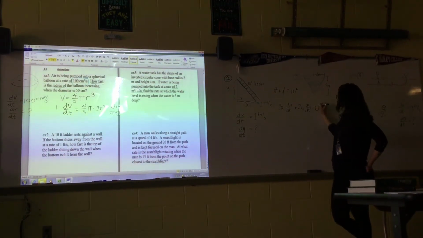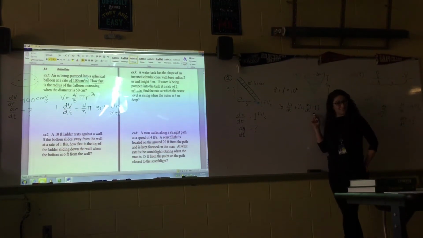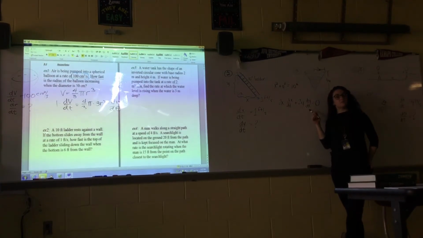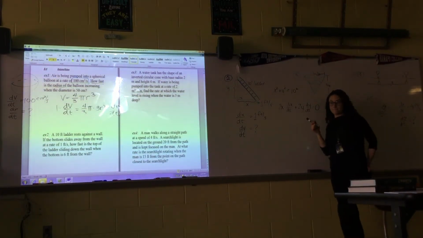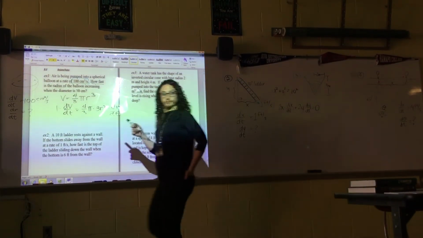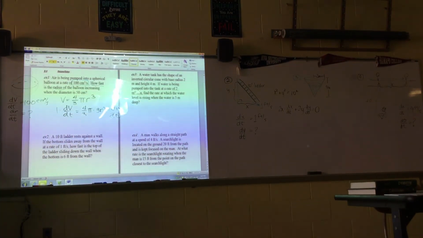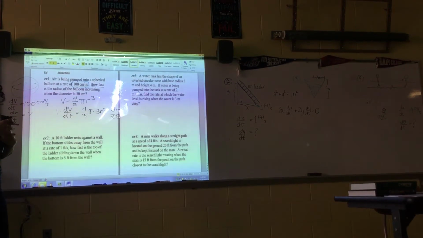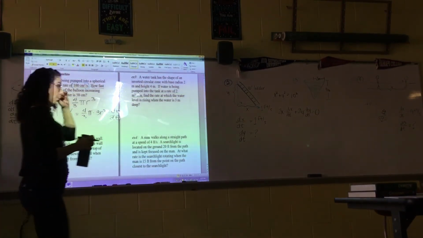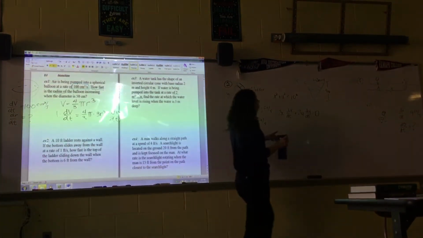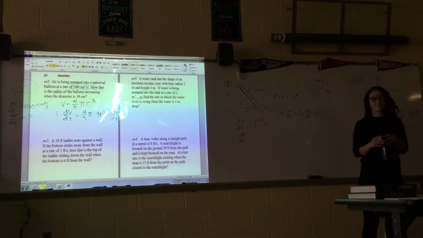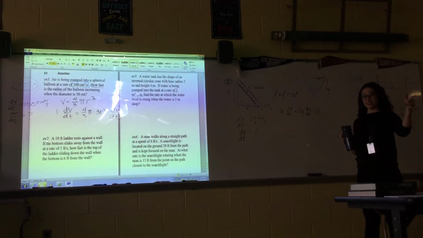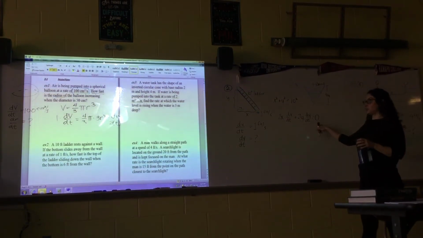The derivative of 100 is 0, right? Is that consistent with what we've said? How is that consistent? What did you tell me about the ladder? It's getting closer and closer to the ground. No. What does the 0 represent? That's the constant. The length of the ladder itself is not changing.